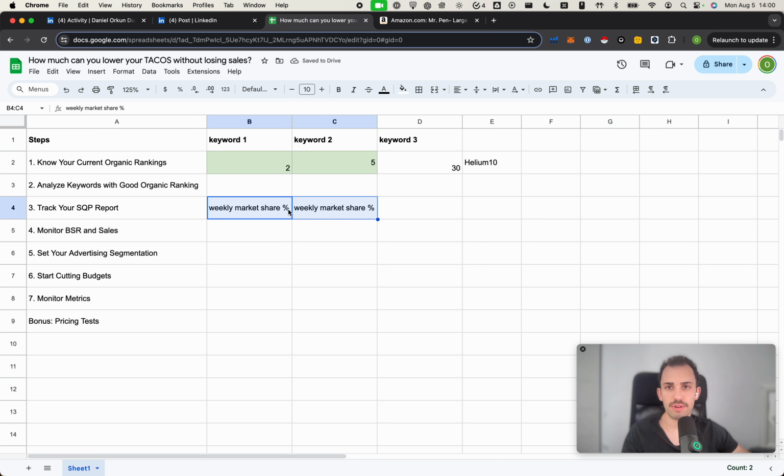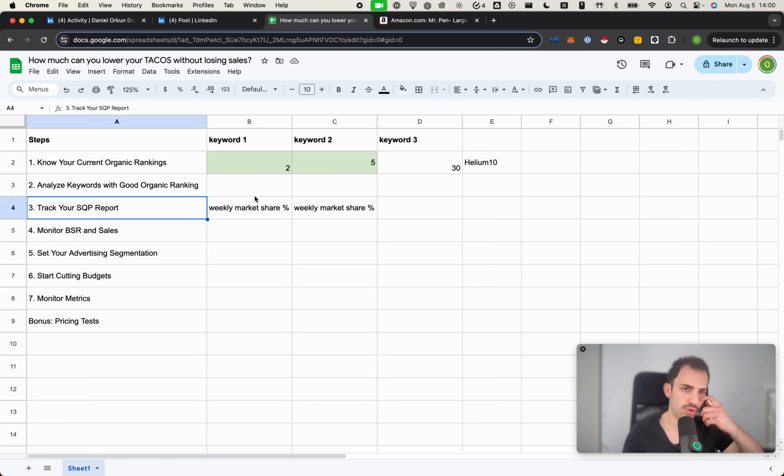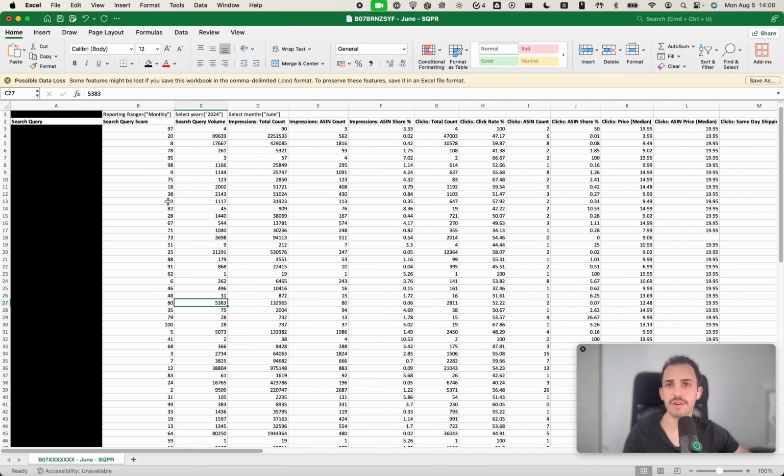We want to get this keyword. We want to get this number, and how to get this number. So first thing first, you go to the Brand Analytics, and under Search Query Performance, you can actually download a report called, again, the Search Query Performance report. Just download the weekly numbers.